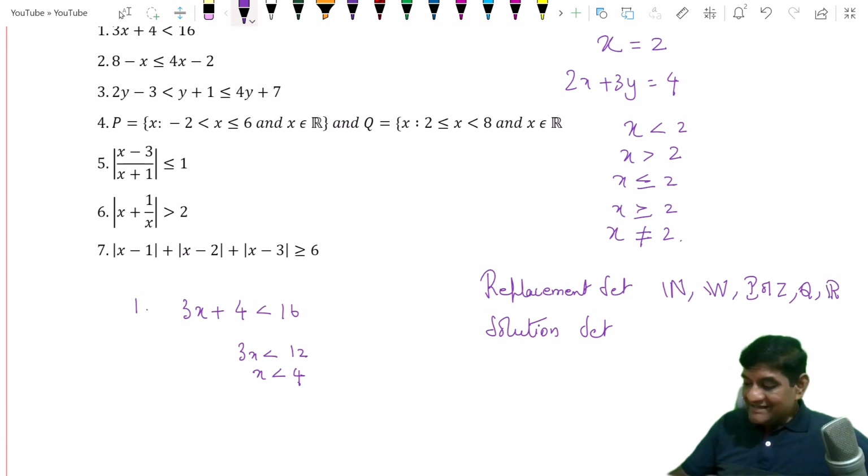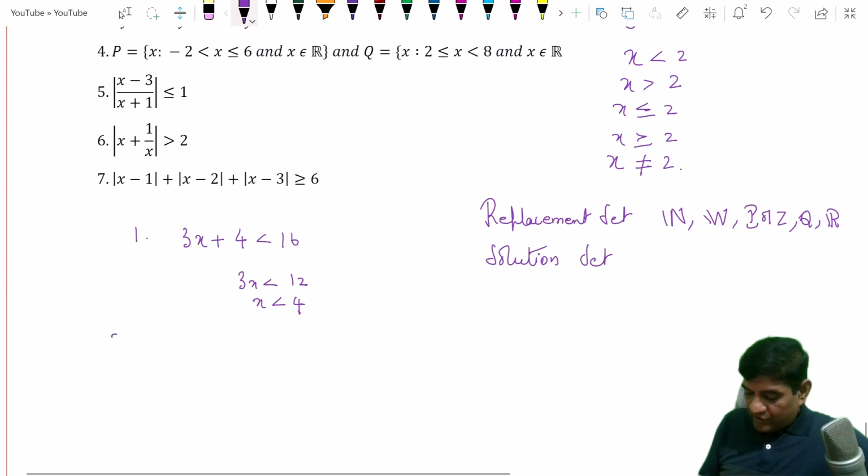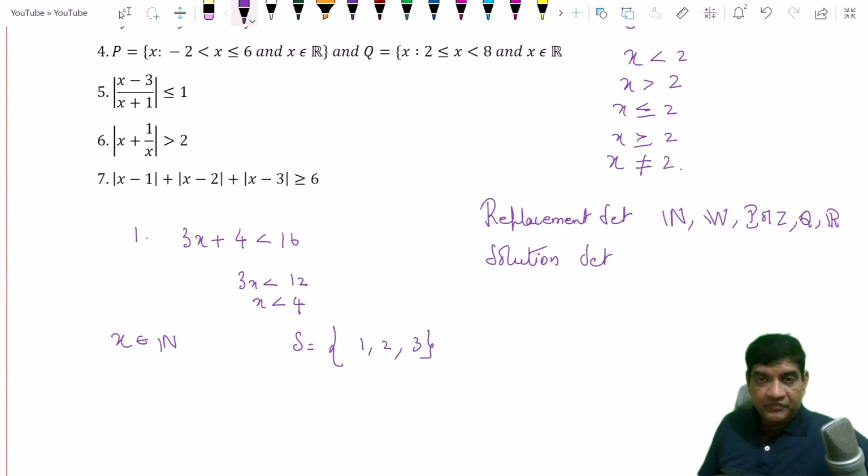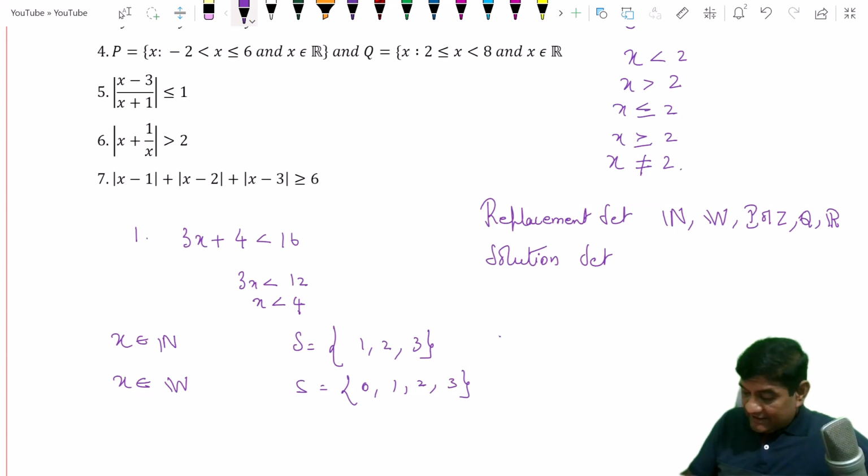So when I say that the value for x belongs to N and then give me the solution set, in that case my solution set is going to be equal to 1, 2 and 3 only. And if I say that the value for x is belonging to whole numbers, then my solution set is going to be 0, 1, 2 and 3. And if I say that the replacement set belongs to set of integers, which is I, then the solution set is going to be anything below 3 and equal to 3, which means minus 1, 0, 1, 2 and 3. So anything below this will be the solution set.